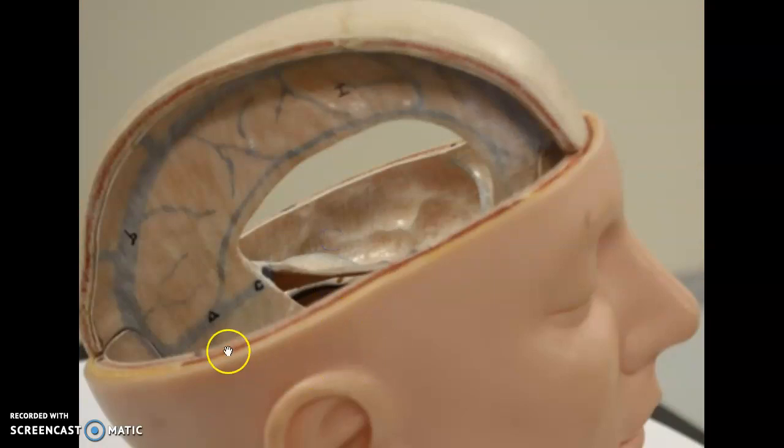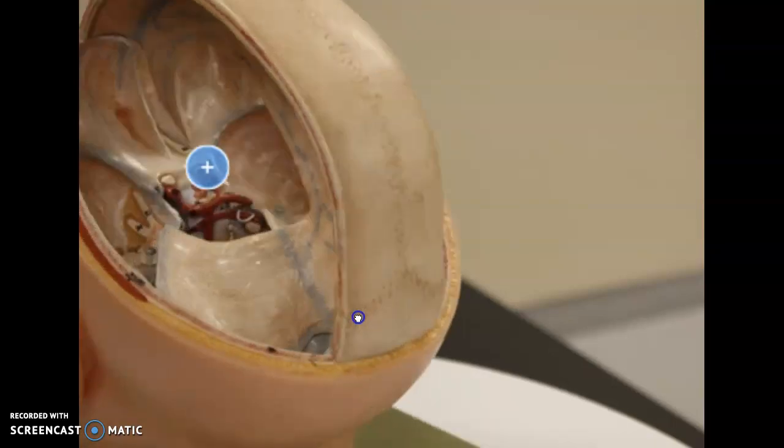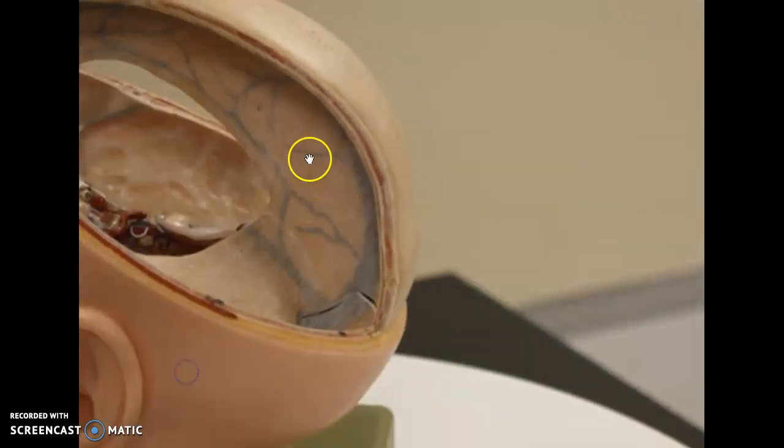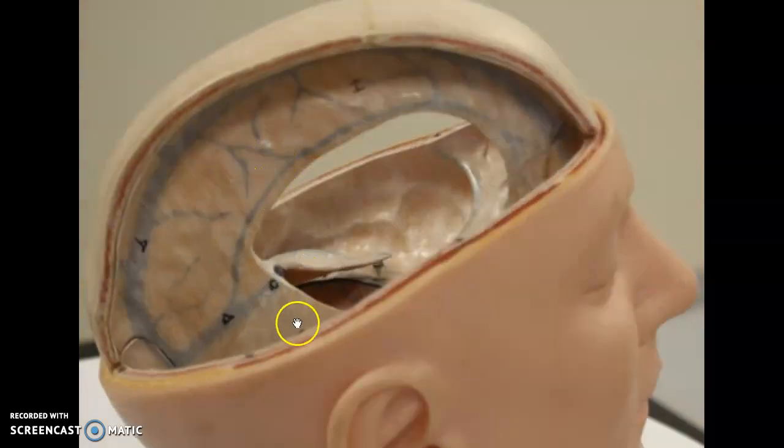Now remember those blood vessels? This would be the superior sagittal sinus. And this is the inferior sagittal sinus. See how there's a sinus going around here? That would be the transverse sinus. And then there's another one going down here called the occipital sinus. So that is what is going to be draining. So this is the Falx Cerebri. It is separating the left and right lobes of the brain.